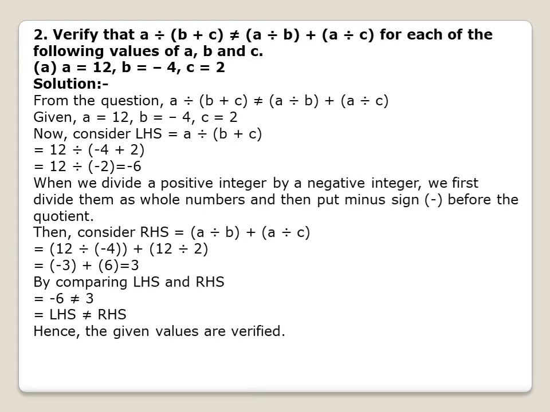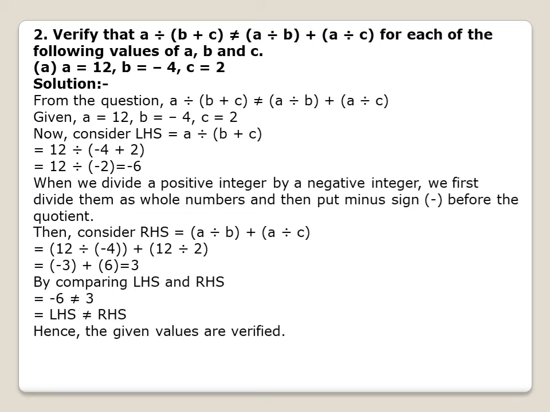Now for the right hand side, there are two brackets. So we will solve the brackets completely separately. Then we will add them. 12 divided by minus 4. A value is 12. 12 divided by minus 4 is equal to minus 3. Then 12 divided by 2 is equal to 6. So minus 3 plus 6 is equal to 3.